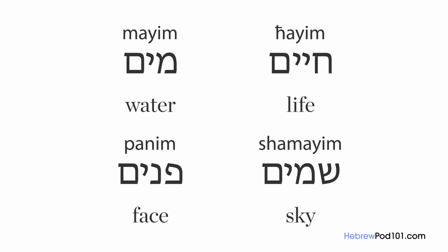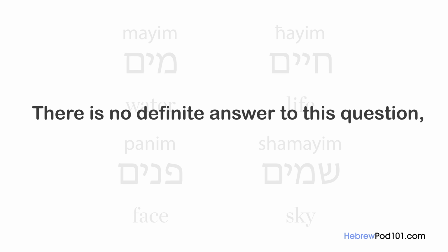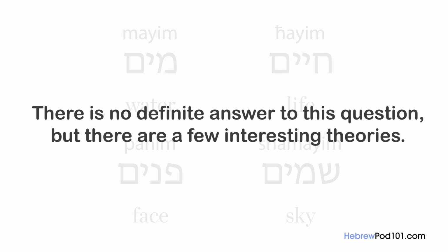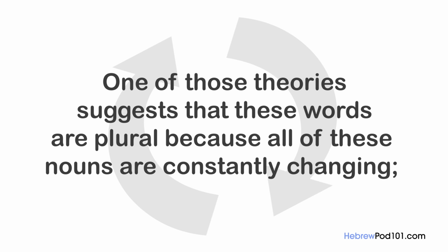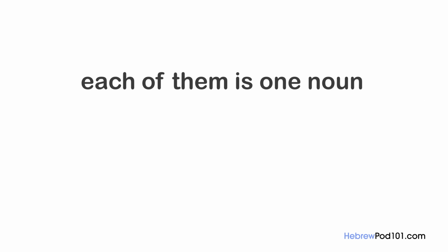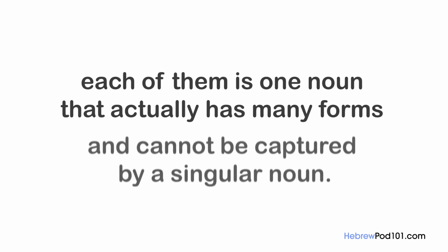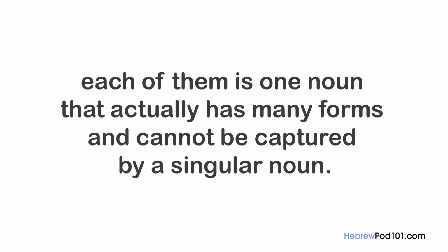So why are these words plural? There is no definite answer to this question, but there are a few interesting theories. One of those theories suggests that these words are plural because all of these nouns are constantly changing. Each of them is one noun that actually has many forms and cannot be captured by a singular noun.